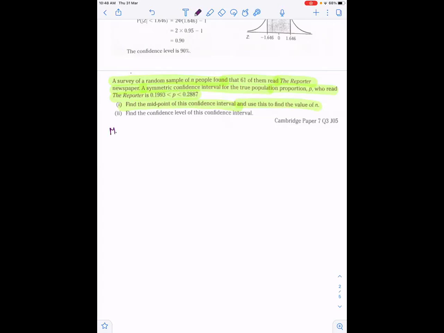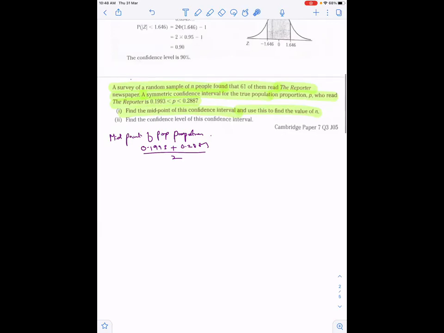by 2. So the midpoint of the population proportion would be 0.1993 plus 0.2887 divided by 2. If you want to find the width of this, width would be this minus this. But since they've asked for the midpoint, the midpoint would be adding them up and dividing them by 2. Okay, it's coming out with 0.244.